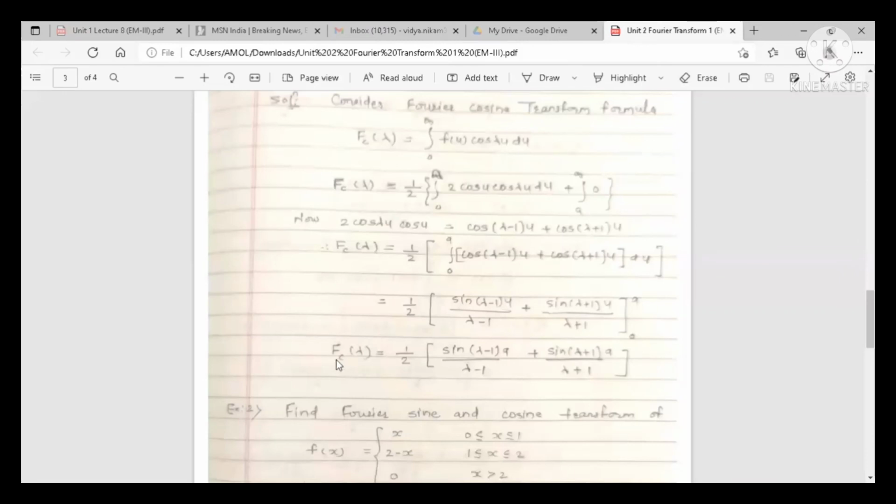So your answer is here. The Fourier cosine transform is 1/2 times, inside the bracket, sin((λ minus 1)a) upon (λ minus 1) plus sin((λ plus 1)a) upon (λ plus 1). So this is your answer.